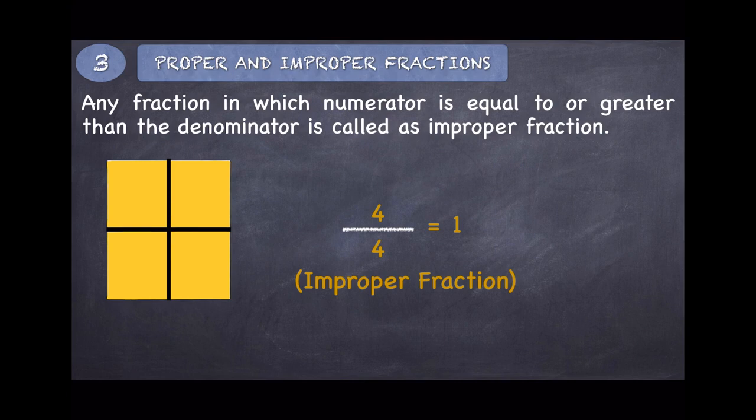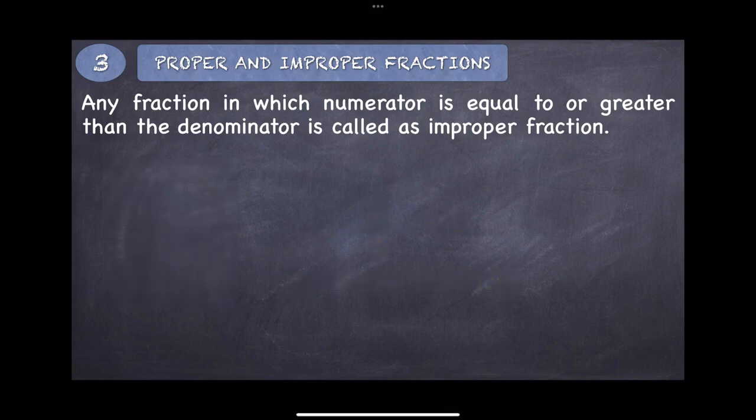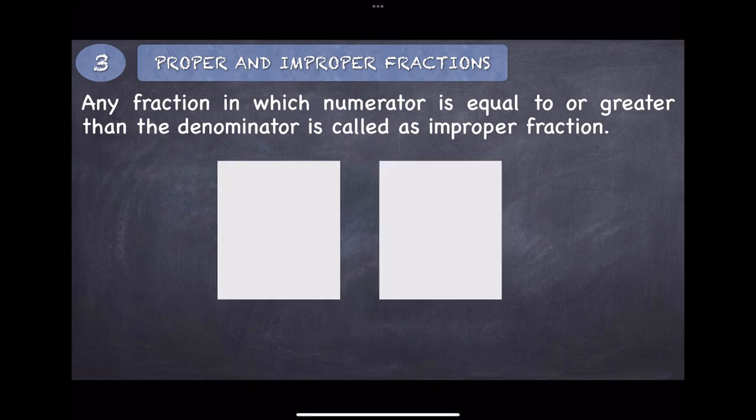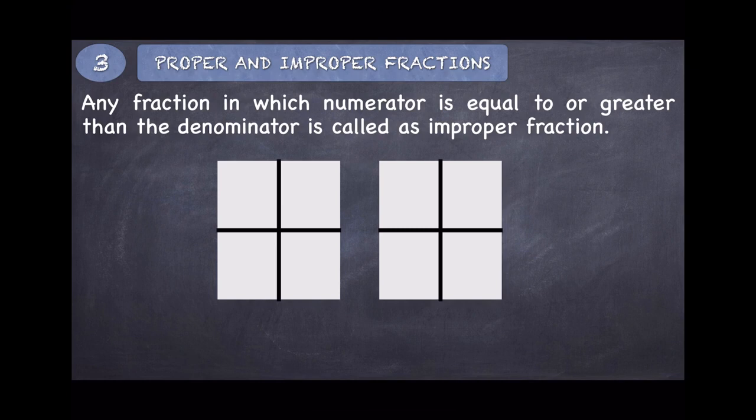Now, you might be wondering how to obtain an improper fraction in which the numerator is greater than the denominator, right? We have already shaded all the 4 parts and we have got the fraction as 4 by 4. So, can you think of a way through which we can obtain 5 by 4 as the fraction? Yes, we must take 2 full sheets of paper and then divide each sheet of paper into 4 equal parts.